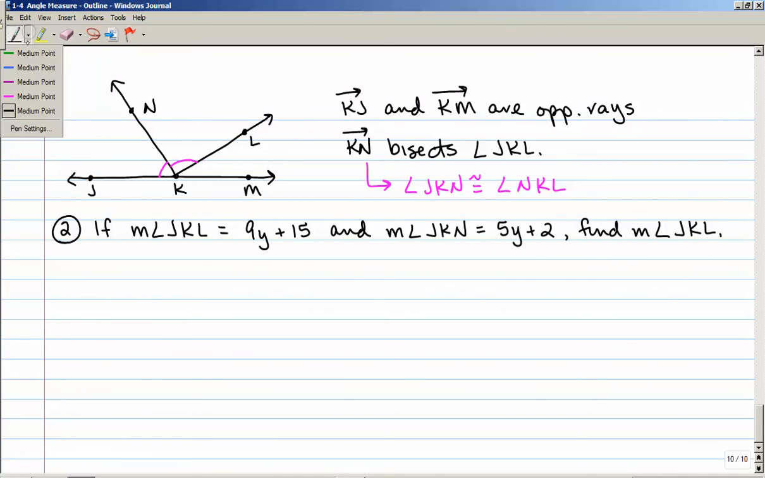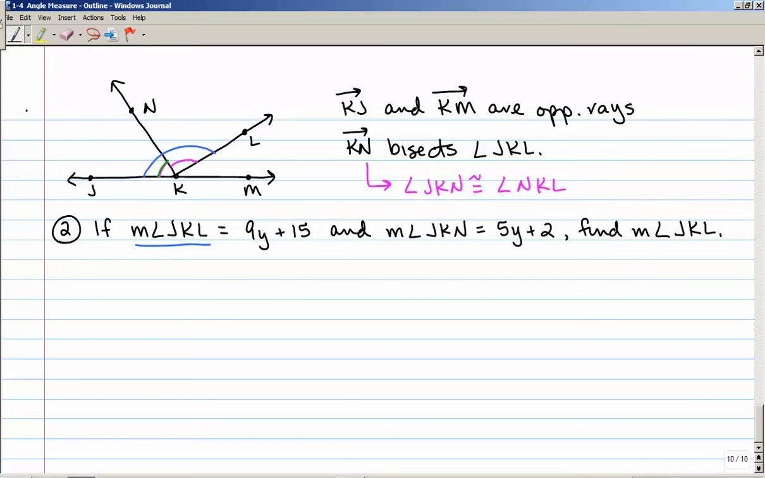So let's go ahead and I'm going to mark those a little bit. So I'm looking at angle JKL. So that's this whole big angle right here is JKL. And then it says JKN, which is just this angle right here. Oh, actually I already have it marked. JKN is that one right there. Then find the measure of angle JKL.